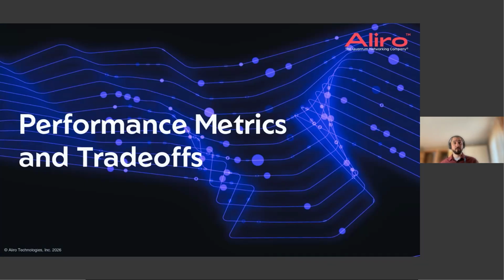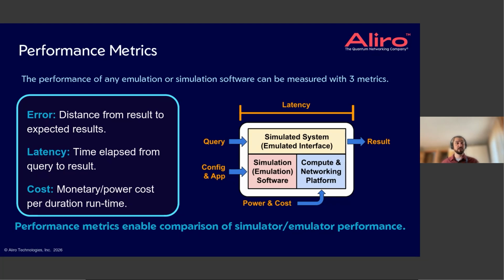Now, moving on, we can now talk about how to measure the performance of simulator and emulator tools and the various trade-offs between them. So there are three main metrics that can be used to describe our simulator or emulator tools. The first and most important is the error. This is the distance from the result to the expected results.